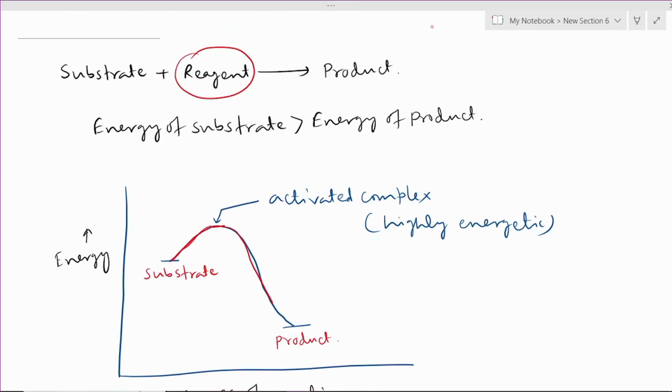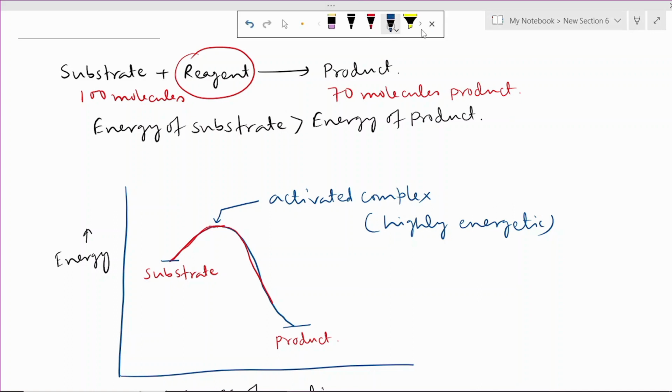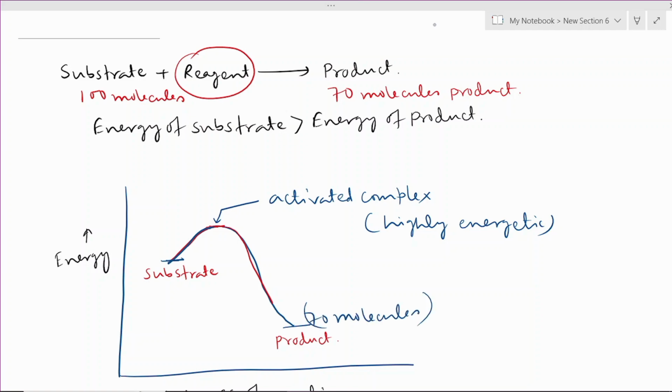Suppose there are 100 molecules of substrate. Out of these 100 molecules, 70 molecules are converted into product. The remaining 30 molecules return to the substrate from the activated complex. So 70 molecules are converted into product and the remaining 30 molecules, shown over here, return to the substrate.